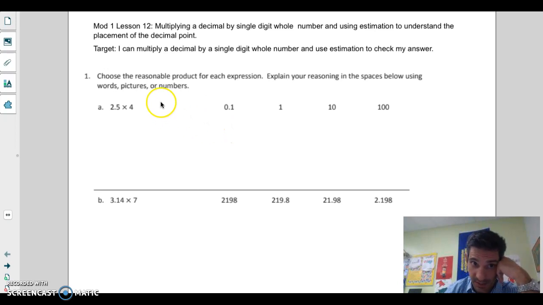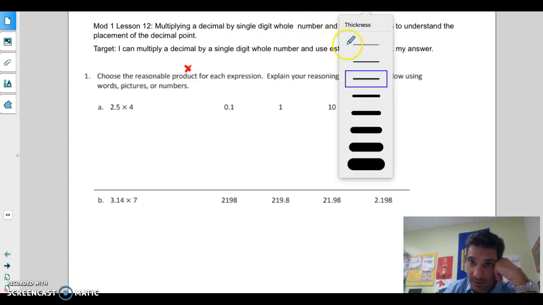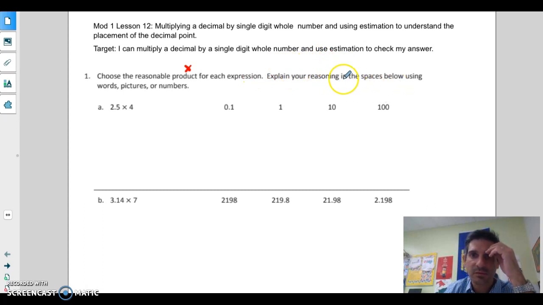So the first one says choose the reasonable product for each expression. Remember, product is the answer to a multiplication problem. Okay, so now I explain using words, pictures, or numbers. Now it says or numbers, but you know. So I have 2 and 5/10 times 4. Well, they're telling me it could be either 1/10, 1, 10, or 100.